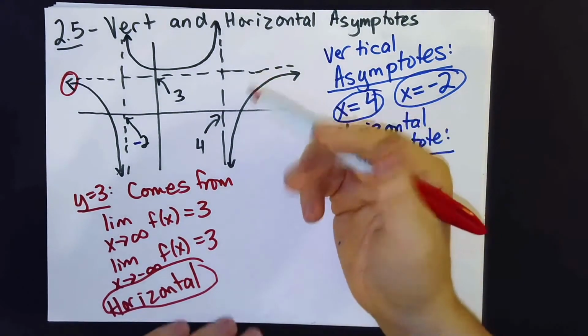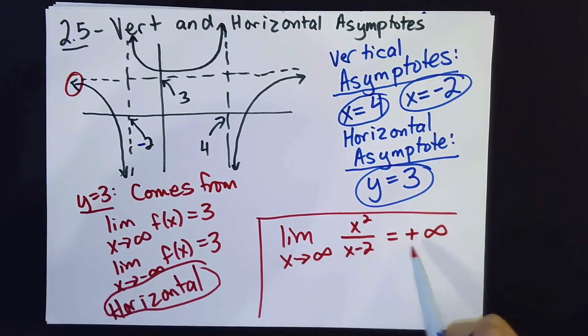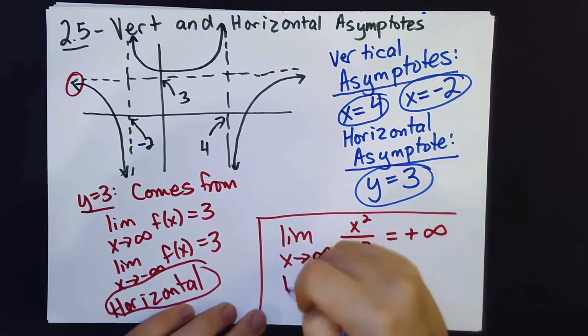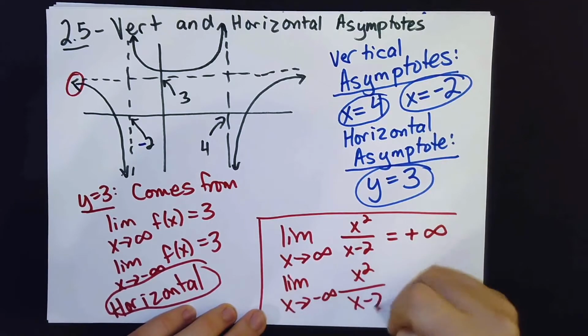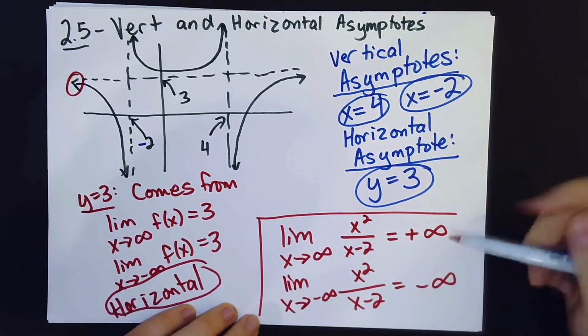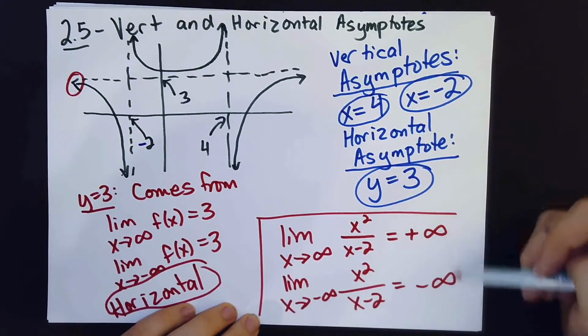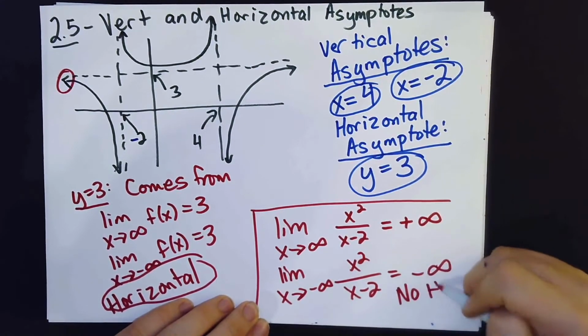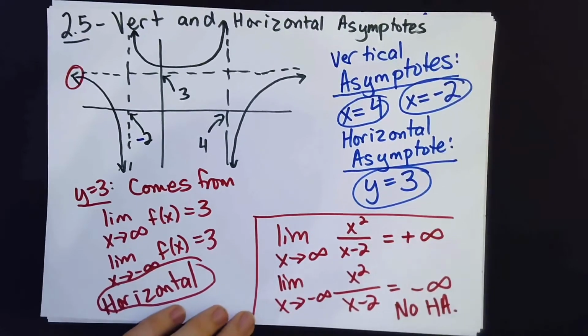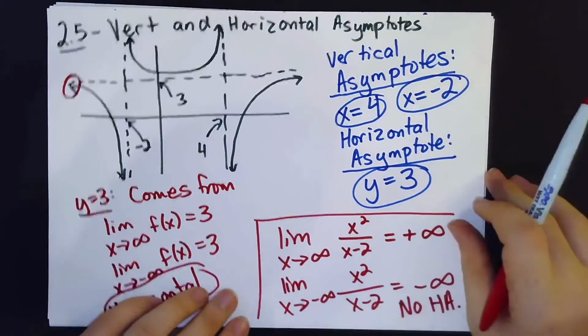I'll note, if we look at something like this, where the limit as x goes to infinity is plus infinity, we do not say that the function has a horizontal asymptote at plus infinity. Okay. In this instance, if you look at both directions, both of these are infinite. One's positive infinity, one's negative infinity. So we just, in this case, say no horizontal asymptote. We wouldn't try and force it and say y equals infinity or y equals minus infinity.